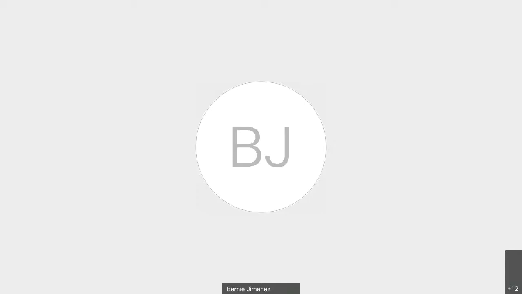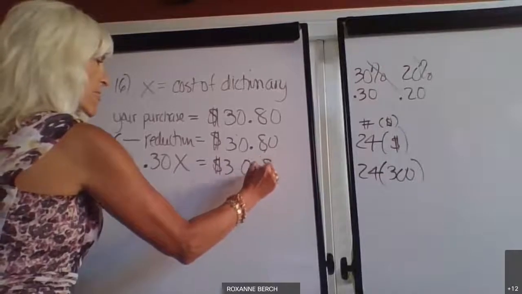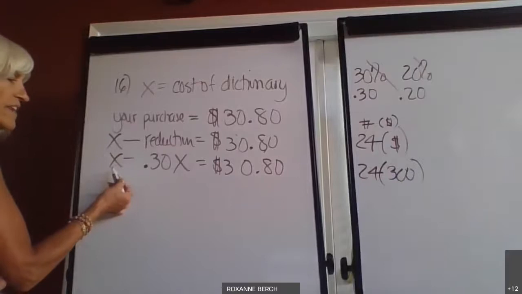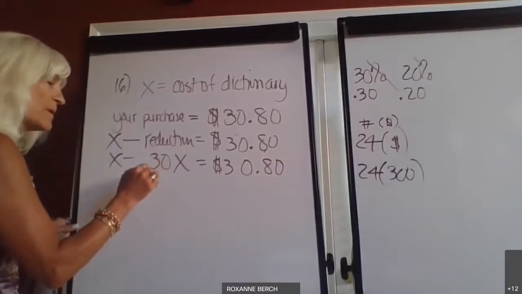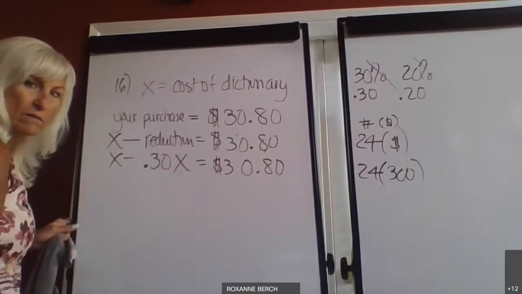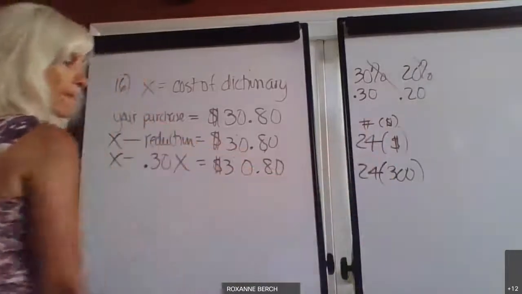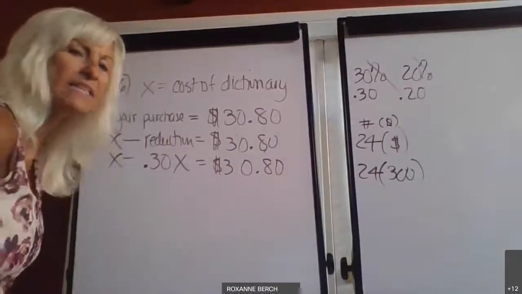And so this is the equation. That's it. It's the cost of the dictionary minus the reduction. And the reduction has to be the percent associated to the number. Just like these are associated. So let's just do the problem and see if it makes sense.